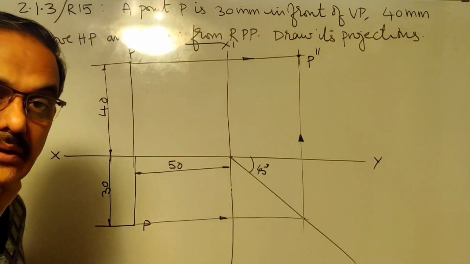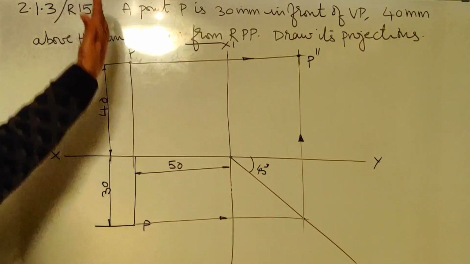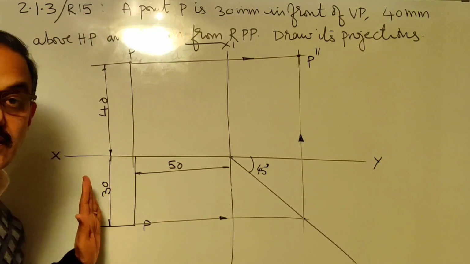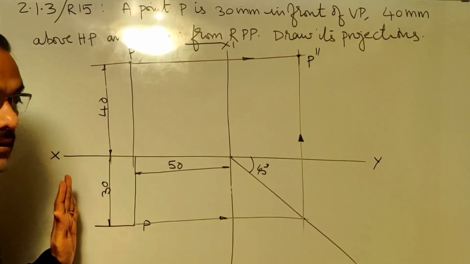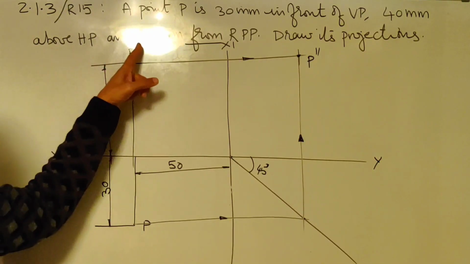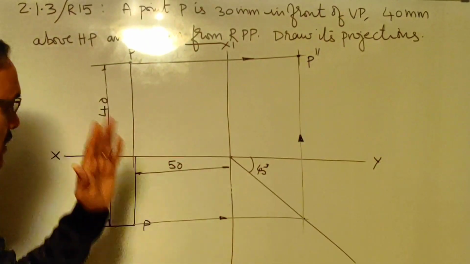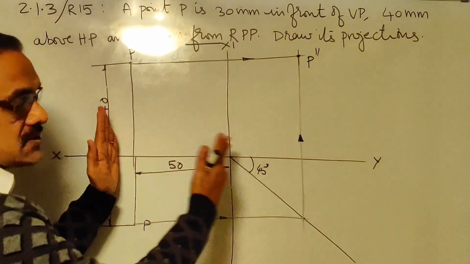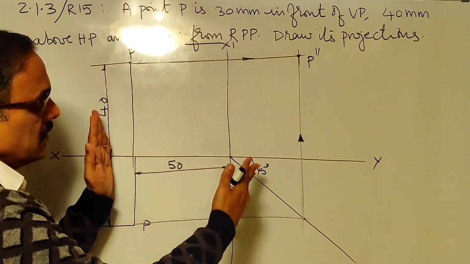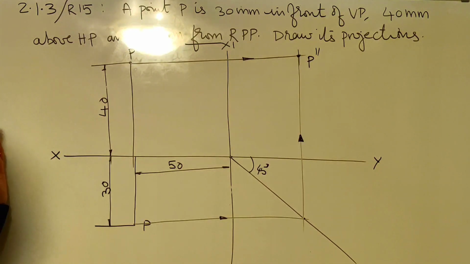Okay. So let me repeat the procedure once again. What did we do? First, we have located the top view and front view here. Then, regarding the profile view, you are given that the point is 50 mm from the right profile plane. For that reason, from the projector, I took a distance of 50 mm towards right. Had it been left profile plane, I would have taken distance towards left.